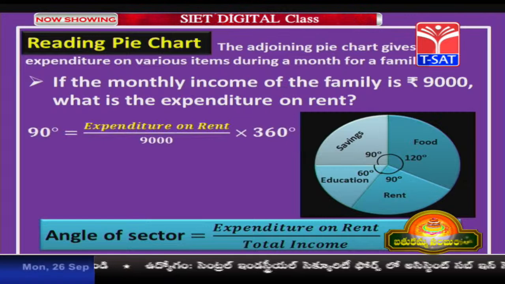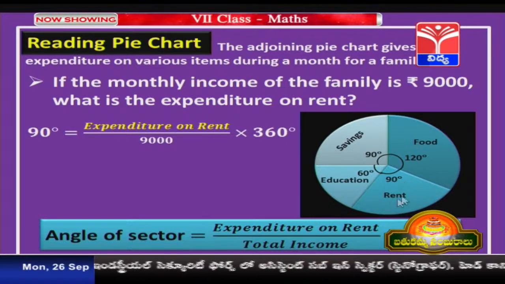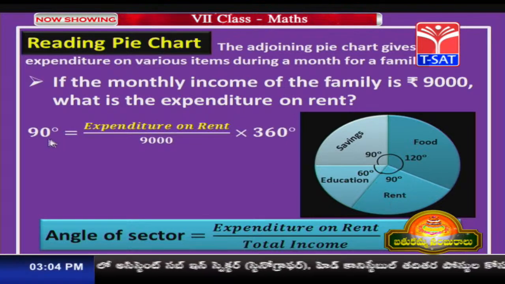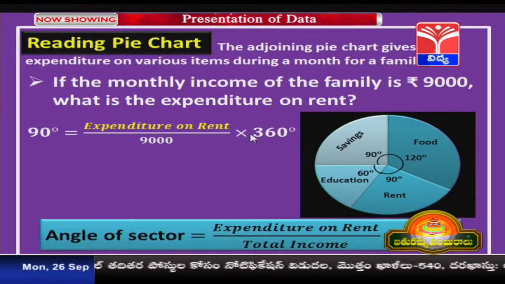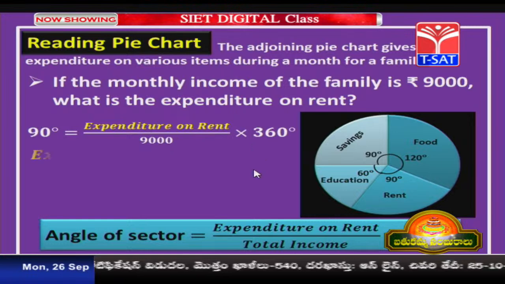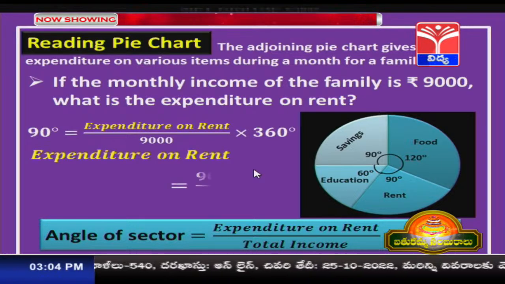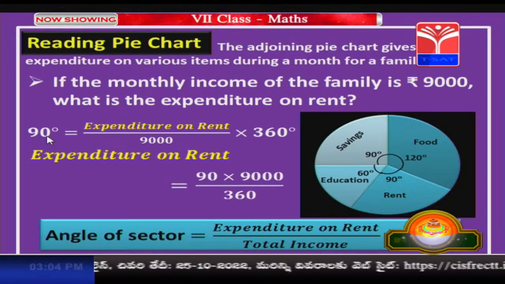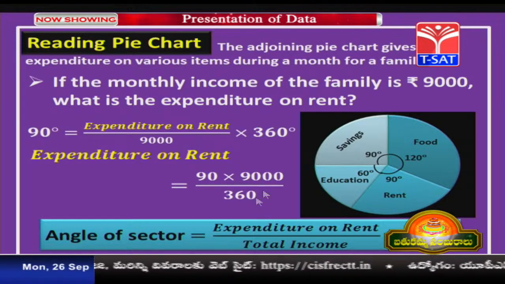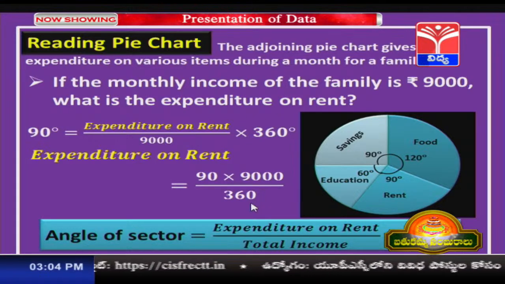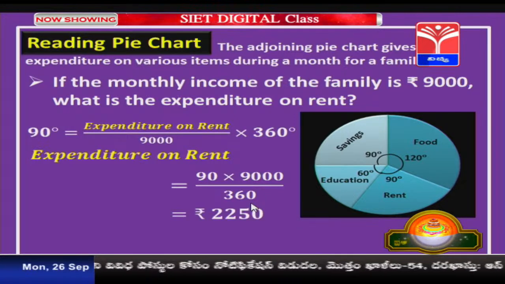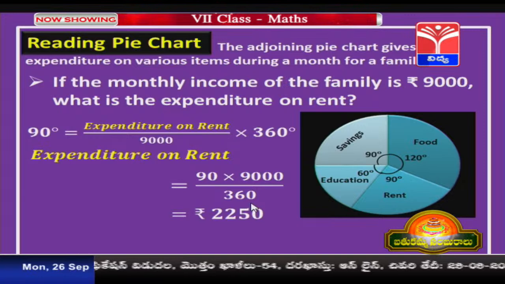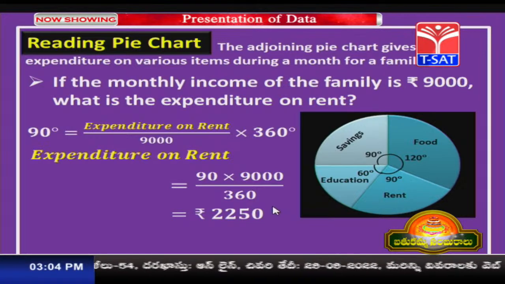So, expenditure on rent. So, what is the angle for rent, children? 90 degrees. So, 90 degrees equal to expenditure on rent by total income is 9,000 into 360. Now, let us find out expenditure on rent, that is given by, on cross multiplication, 90 into 9,000 divided by 360. On simplifying this, you will get 2,250. So, this is the rent he has to pay every month.